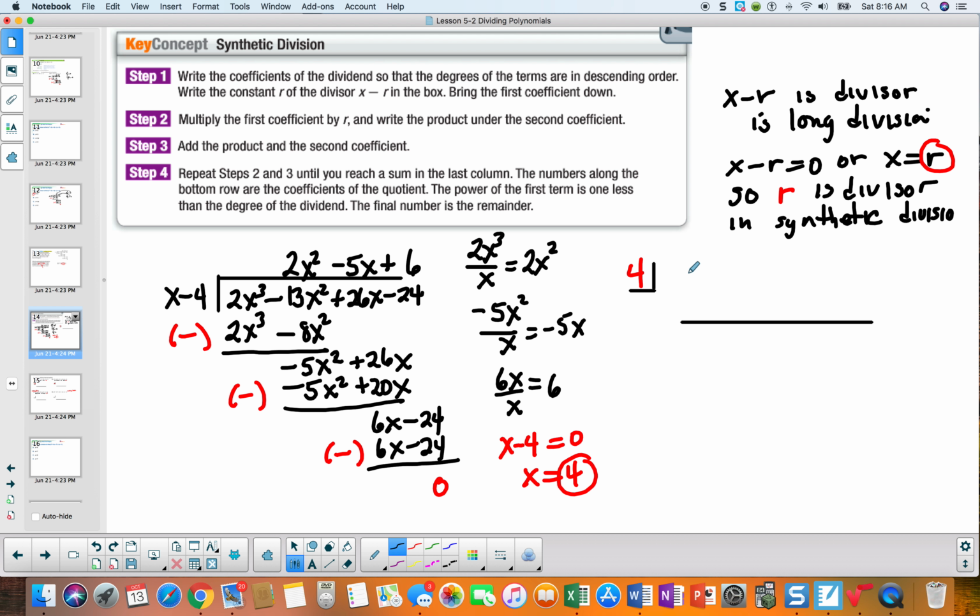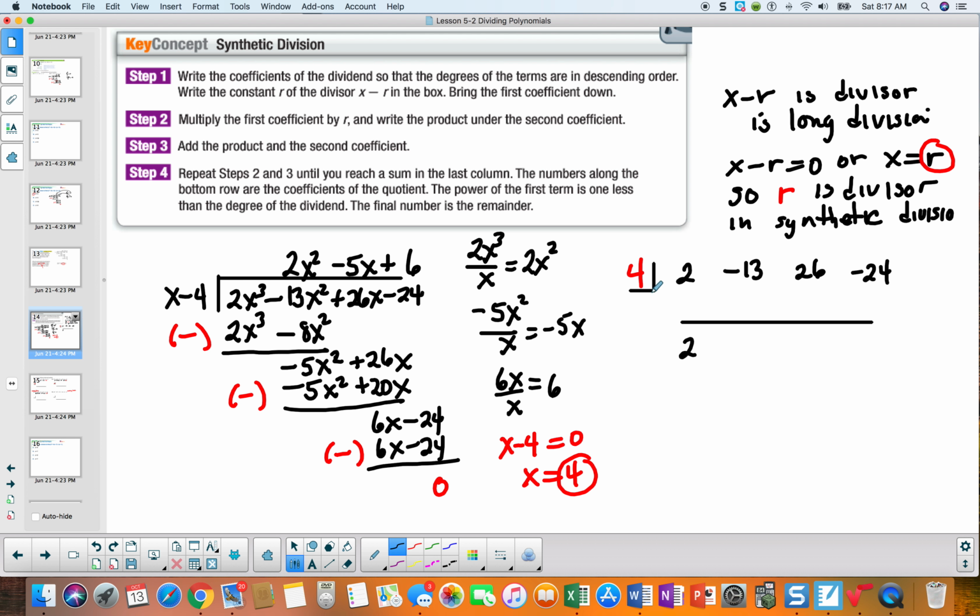All right, now what I'm going to do is only write the coefficients of this polynomial. So I'm going to write a 2, leave a space, negative 13, leave a space, 26, leave a space, negative 24. So what I'm doing is working with the coefficients and not necessarily writing the x terms. Okay, for your first step in synthetic division, you leave this space right here, and you're going to bring down this number, and this number is actually the first part of our answer, which is 2.